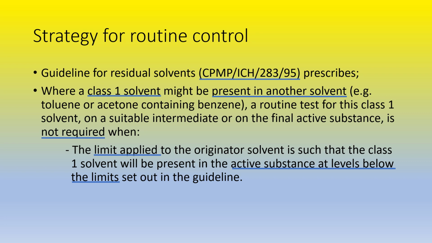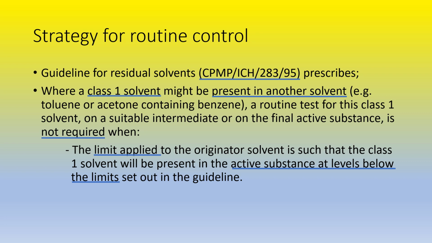Let us see this example. If there is a solvent that has a raw material source of class 1 solvent used, it is necessary to screen for the particular class 1 solvent in the final product. However, there is a flexibility. If the potential residue of solvent is less than the level prescribed in the permitted limit, it is not necessary to screen the final product for that particular class 1 solvent. To make it clear, let us see how it works.